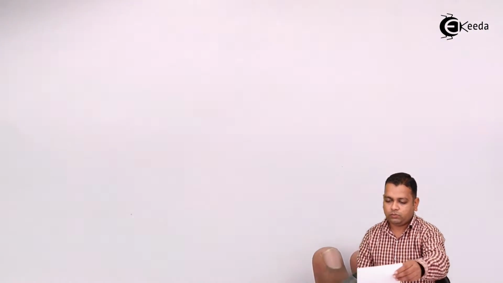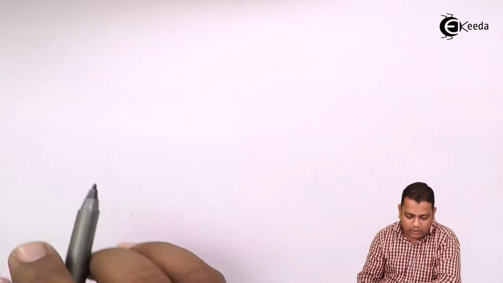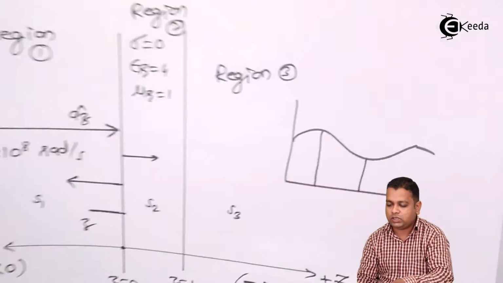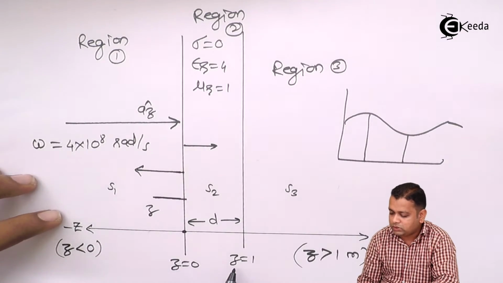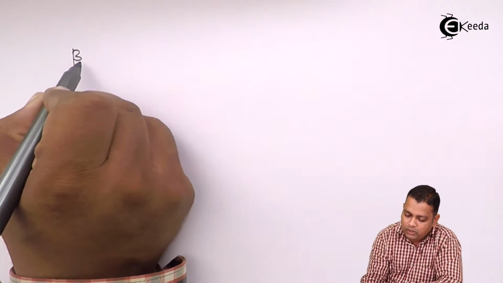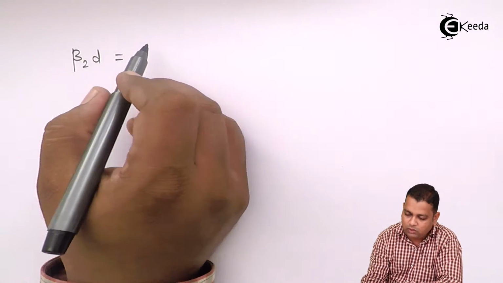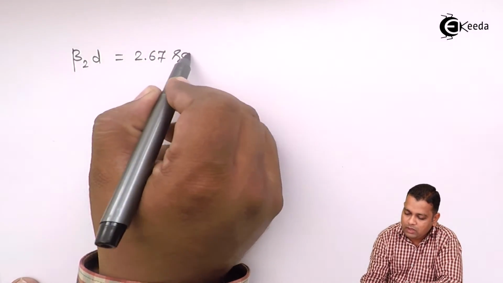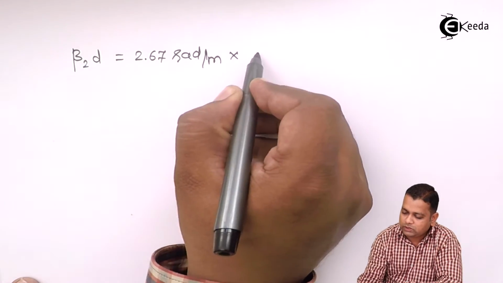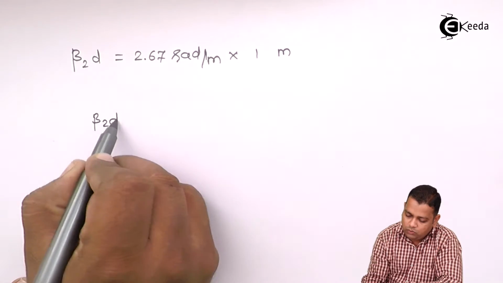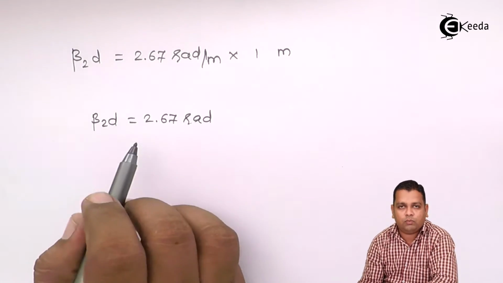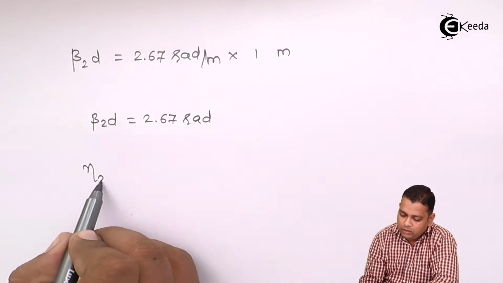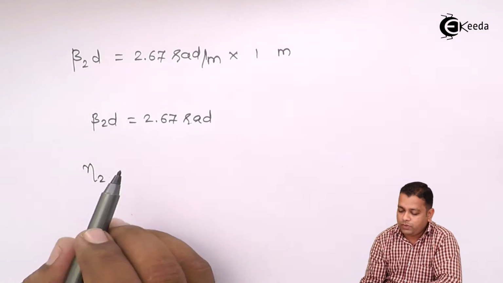Using this information, if we multiply this beta by the length in this region 2, let us say d is the length in region 2, we have the location z equal to 0, z equal to 1, hence d will be equal to 1 meter. In symbol form we write beta 2 into d, which is equal to 2.67 radians per meter multiplied by 1 meter, giving us beta 2 into d equal to 2.67 radians of phase change in medium number 2.